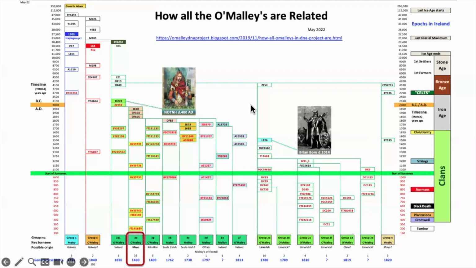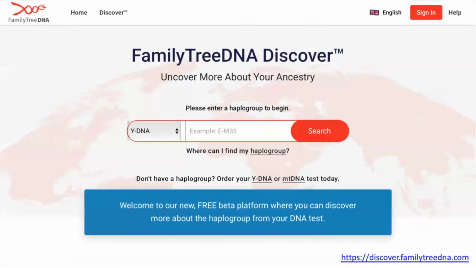But the group 3 O'Malleys go back to Niall of the Nine Hostages. So anyone who is in a group 3 group is going to be a relative of Niall of the Nine Hostages, semi-mythical figure. And anyone in the group 2s, there's 6 group 2s, they will be related to Brian Boru, first High King of Ireland, who was killed at the Battle of Clontarf in 1014. So it's a great way of tying people to history.